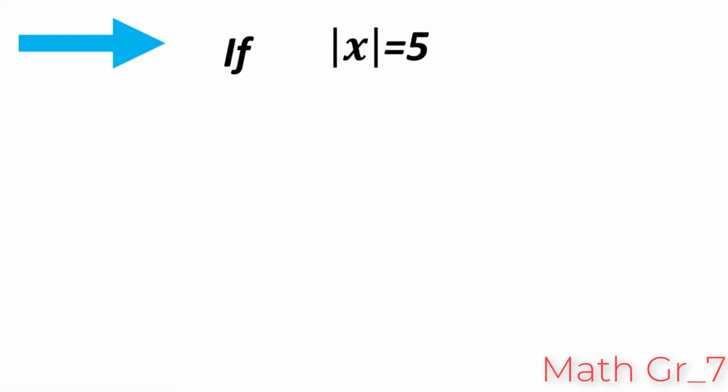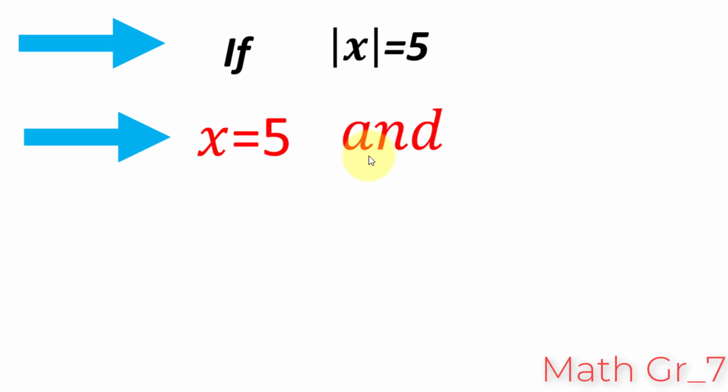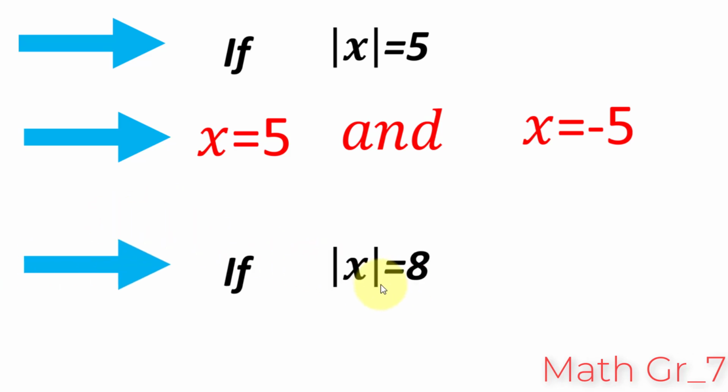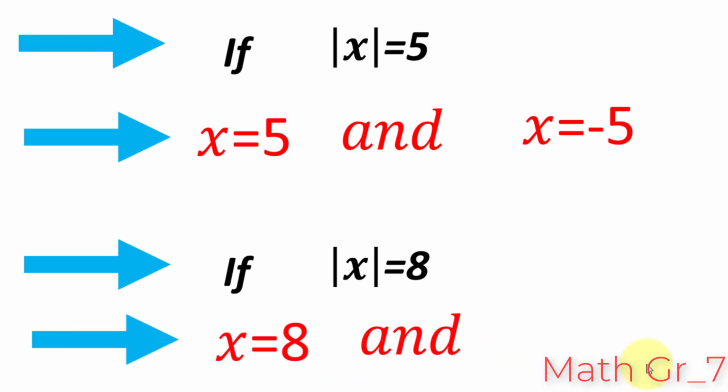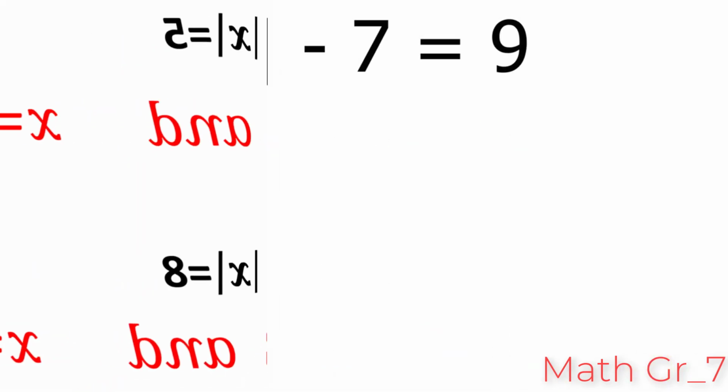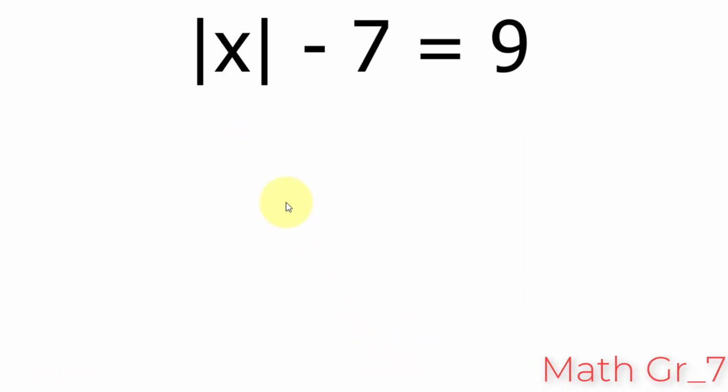Next, if we have absolute value of x equals 5, ask yourself, what's the value of x? Yes, x equals 5 and x equals negative 5. Again, if absolute value of x equals 8, we can deduce that x equals 8 and x equals negative 8. Next example, absolute value of x minus 7 equals 9.